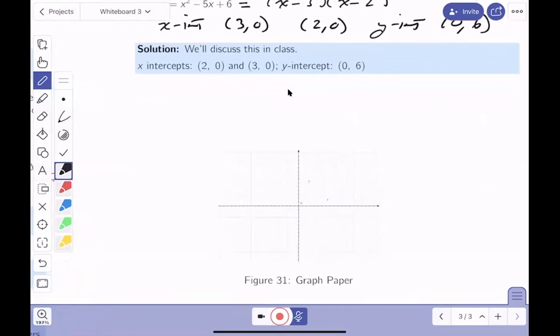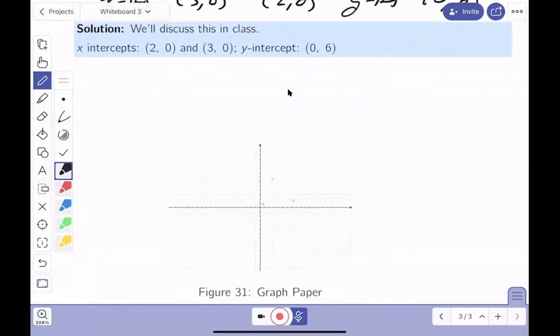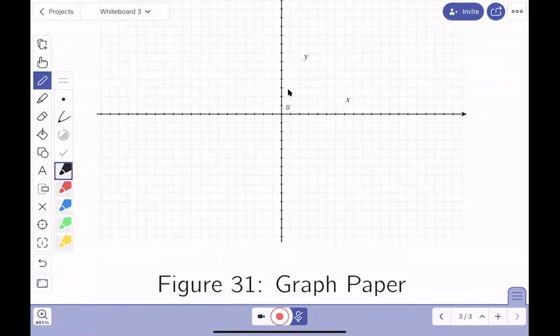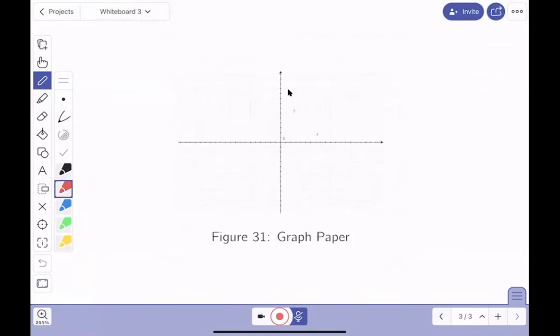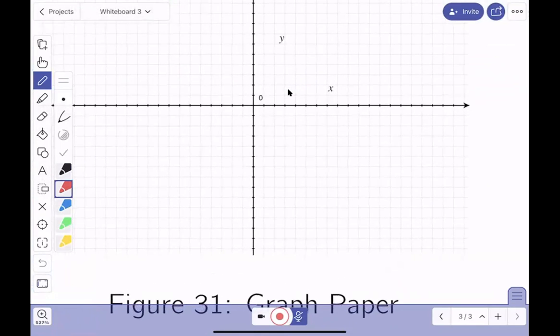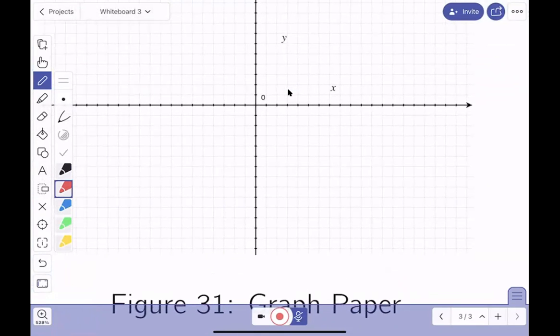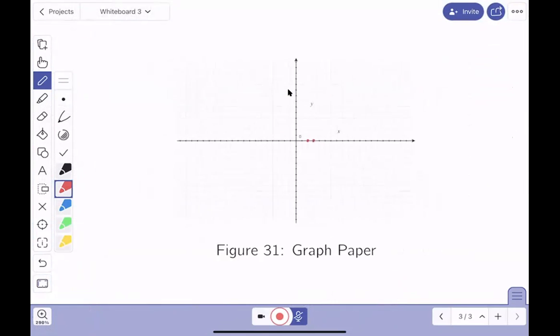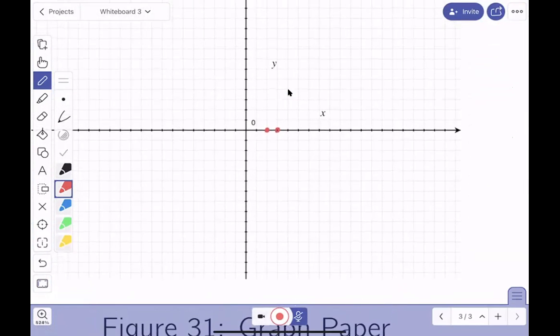So I'm going to graph that. And when I do the graphing, it might be tough, but let's see if we can do it. Again, if you can't remember, go back. 3, 0, and 2, 0, right? Boy, that's a tough one, isn't it? And what else am I going to put down? The y-intercept 0, 6, right? I count 1, 2, 3, 4, 5, 6.